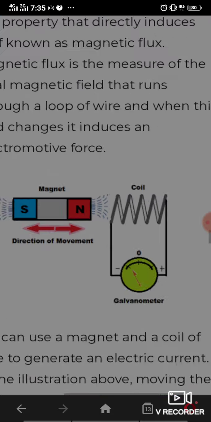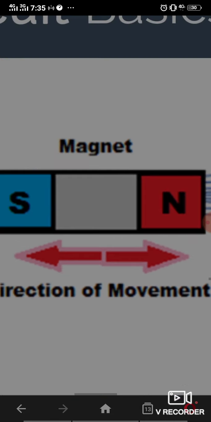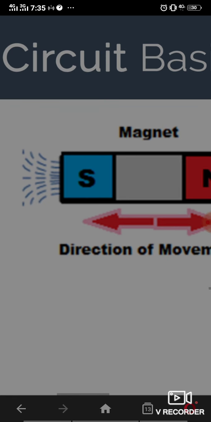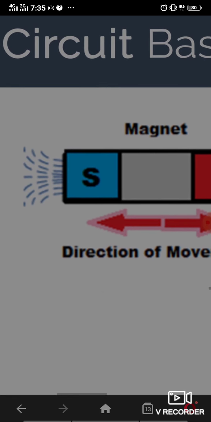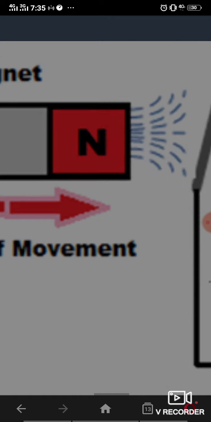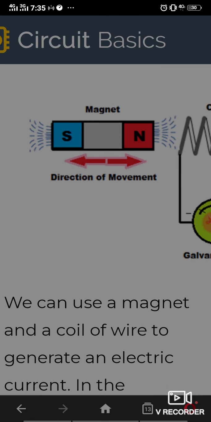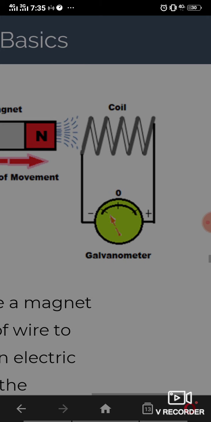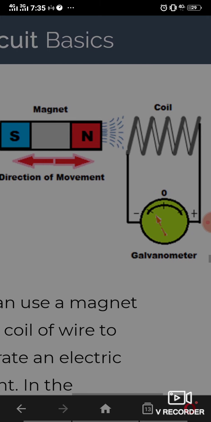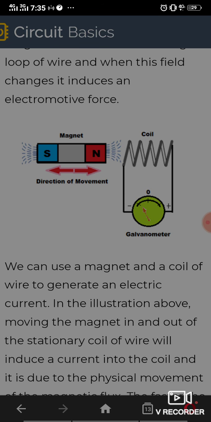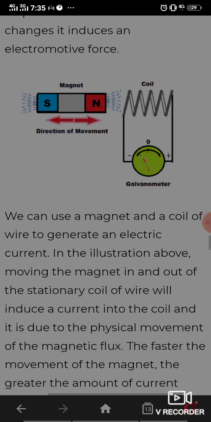So here is the diagram. S is the south pole of the magnet, indicated by blue color, and the other is the north pole, with the direction of movement and the galvanometer. So we can use a magnet and a coil of wire to generate an electric current.